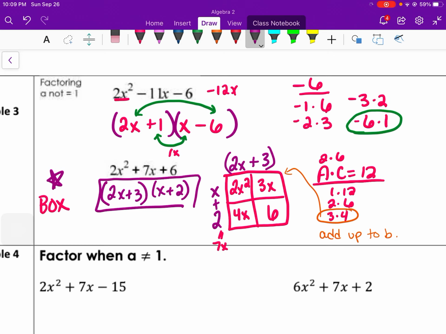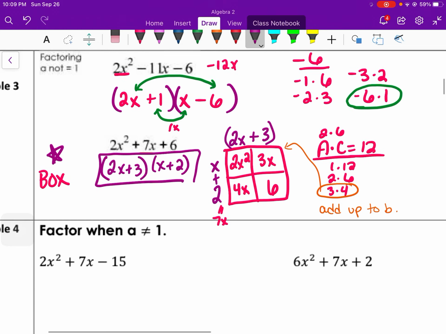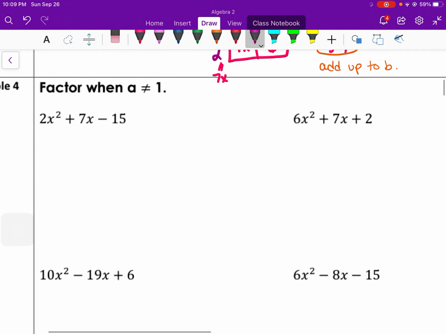But if you're really good about thinking about numbers and factors, then guess and check might be a great method for you to try too. I encourage you to try both and see what works best for you.